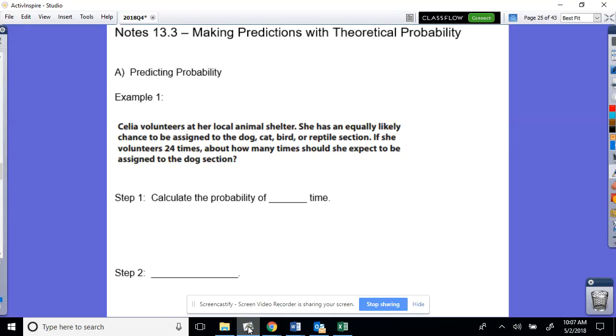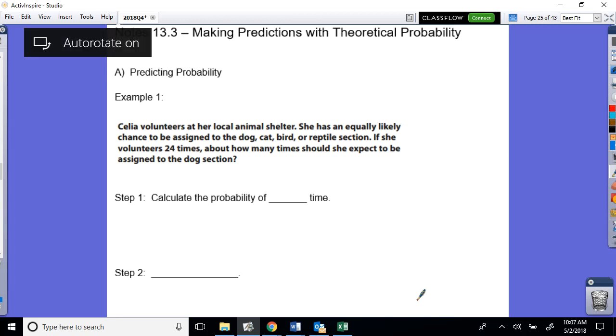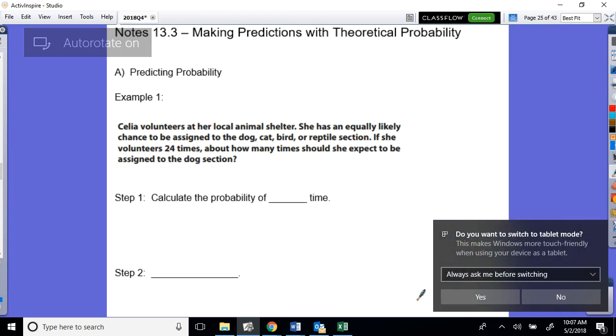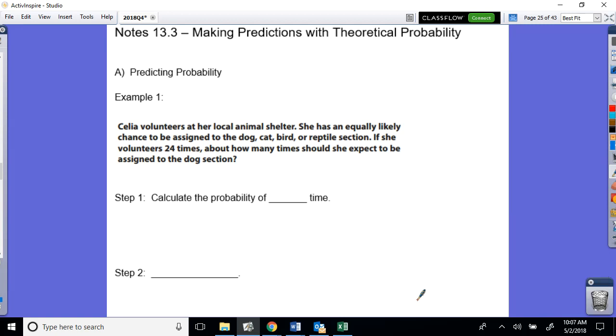All right, my little math friends, here we are on our final lesson for chapter 13, 13.3. And this is also going to be our final lesson for the year.